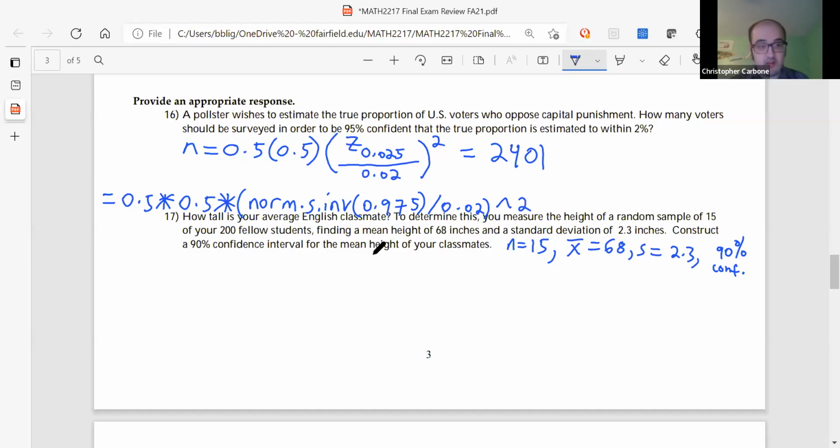So from this, our lower bound is 66.95, and our upper bound is 69.05 in this case.